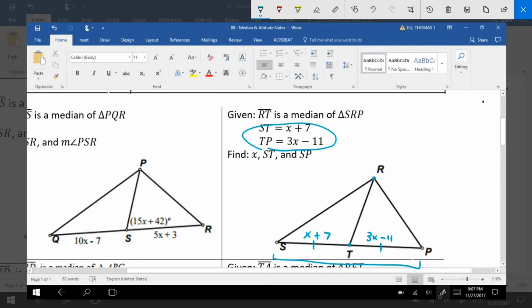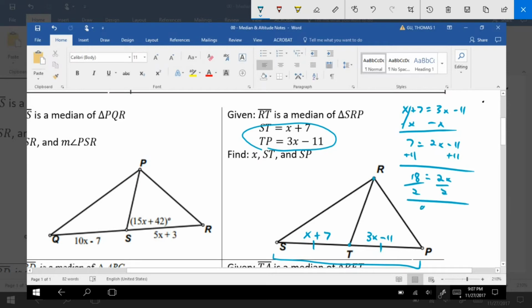So let's find x first. What equation can I use? I can use x plus 7 equals 3x minus 11. What am I going to do next? Subtract x from both sides. That's 7 equals 2x minus 11. Add 11 to both sides. 18 equals 2x, divide by 2. And 9 equals x. So my x is going to be 9. There we go. I found one of my things.